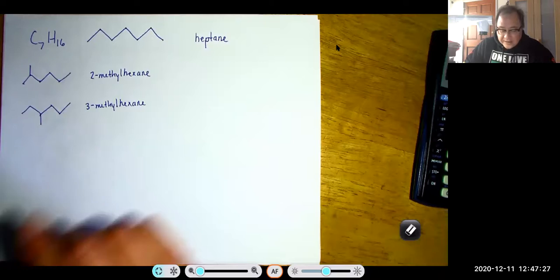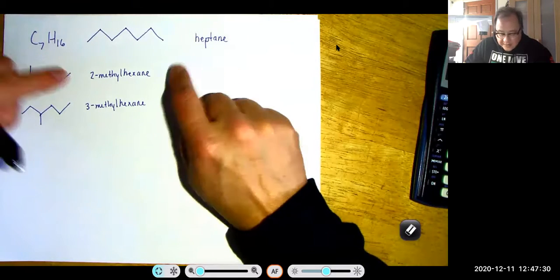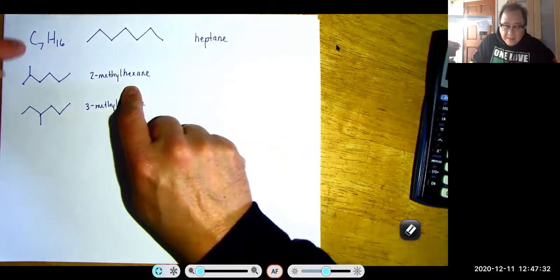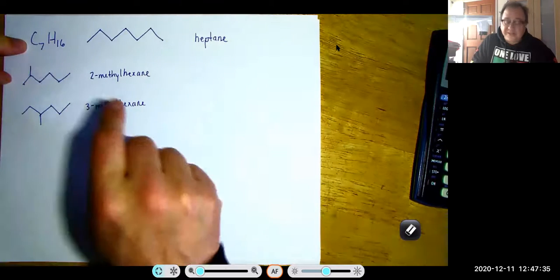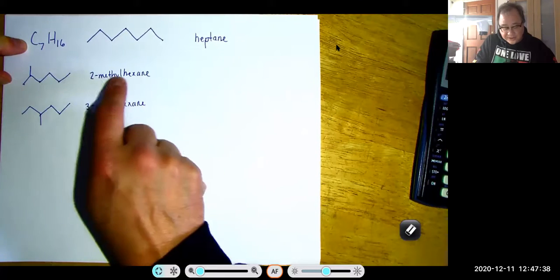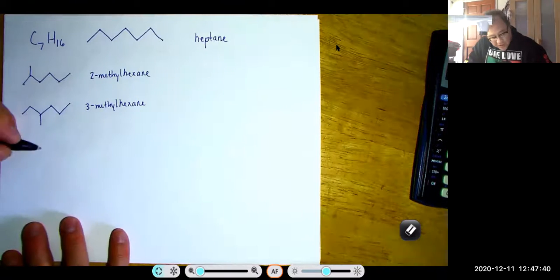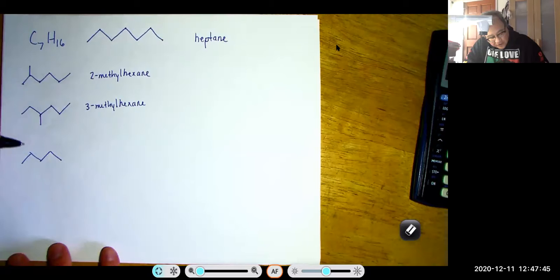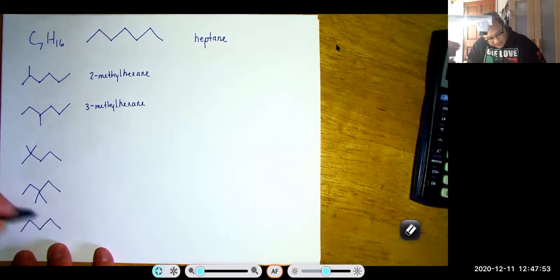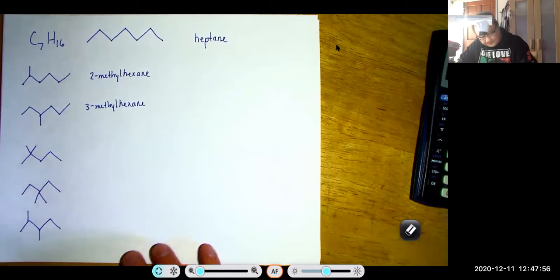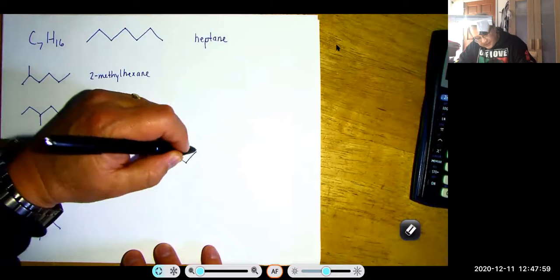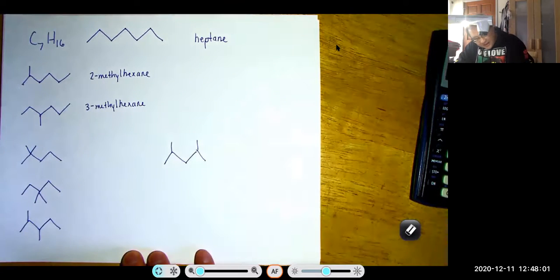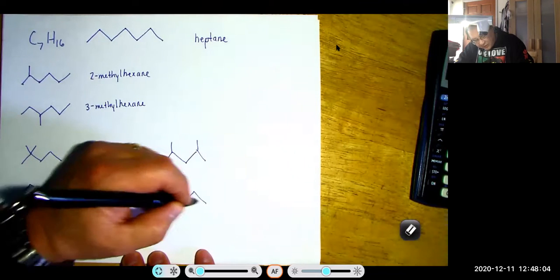And kind of interestingly, if you take a look, the names also add up to 7. Meth means 1 carbon. Hex means 6 carbons. 1 plus 6 is 7. So now we're going to go for the 5s. And there are 5 of them according to me. So here's one of them. Here's another one. Here's another one. Here's another one. And the one that people miss a lot is this one right here.